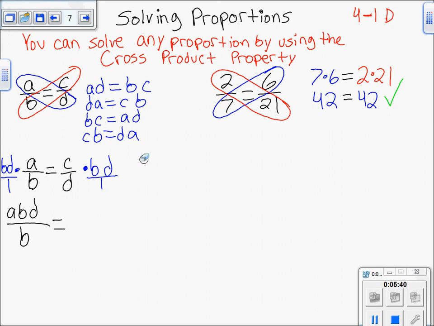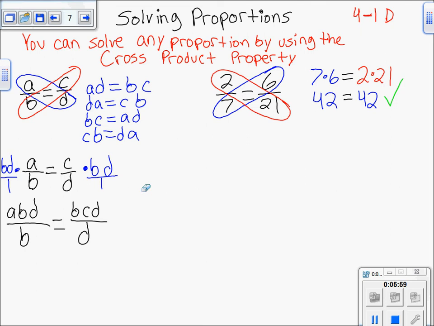So now on the right side, let's do numerator times numerator. That's going to give us BCD. Once again, I like to put them in ABC order, it is proper. And on the bottom we have D times 1, which is just D. So now you have ABD over B equals BCD over D. Bunch of letters, sounds kind of silly, but here's the real kicker though.